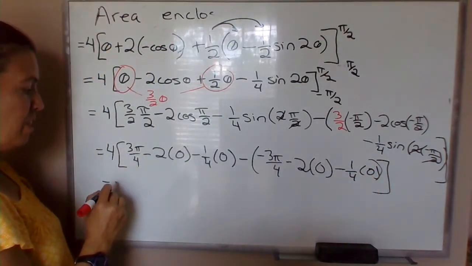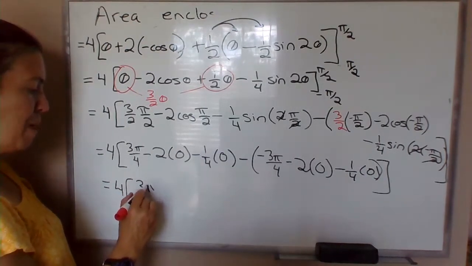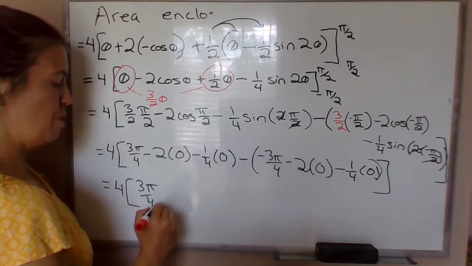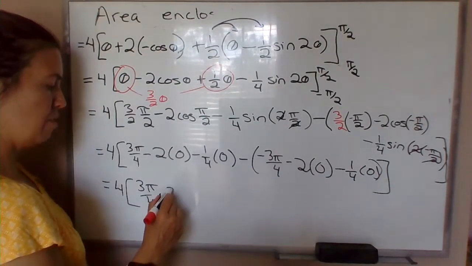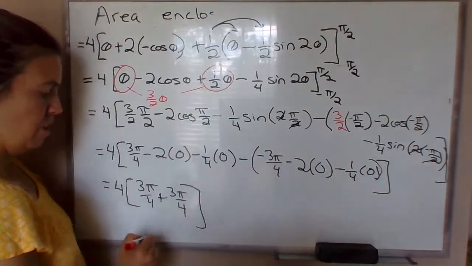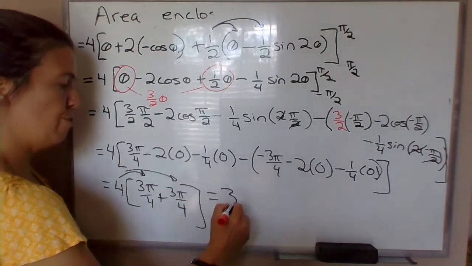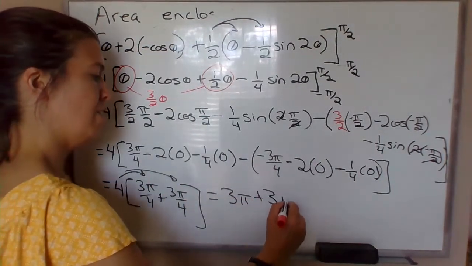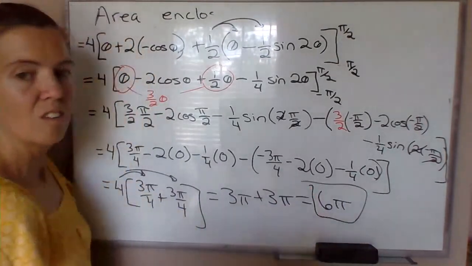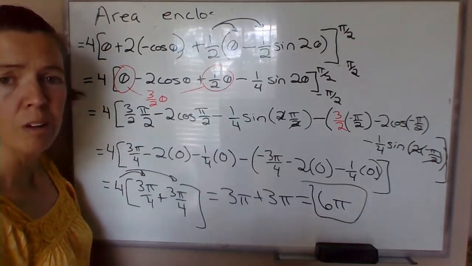Okay, so this is 4 times, so what's not 0? We've got 3 pi over 4 in front, 0, 0, plus 3 pi over 4 when you distribute this negative, and then all zeros. Okay, so this 4 is kind of convenient. Distribute the 4, and you'll have 3 pi plus 3 pi. So the final answer here, 6 pi square units of total area inside that cardioid graph that I had graphed originally.